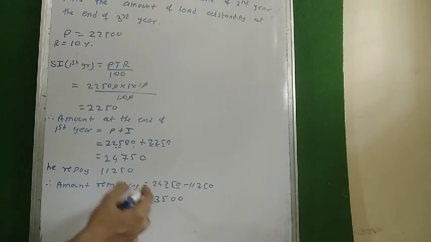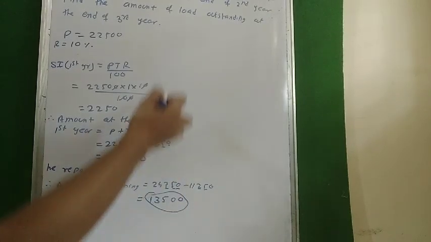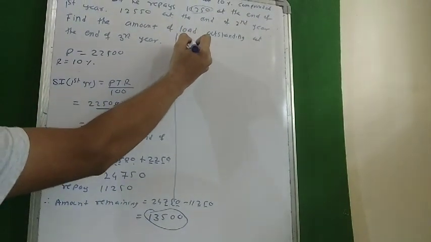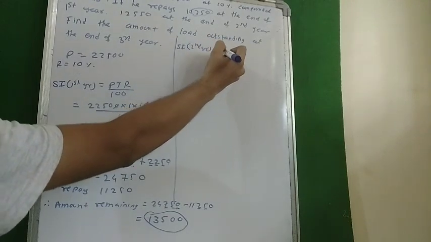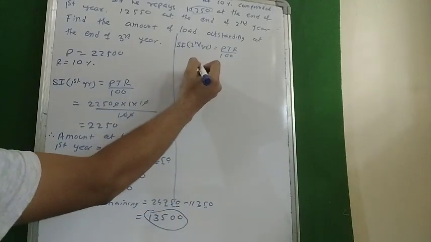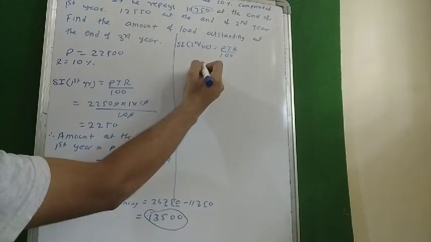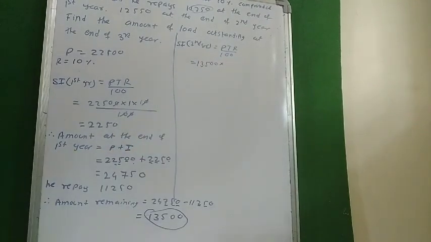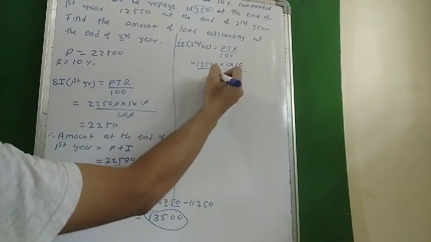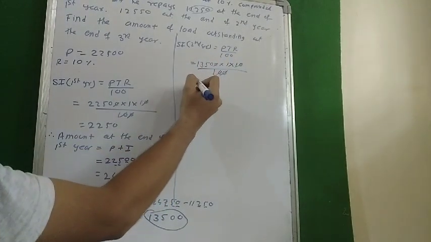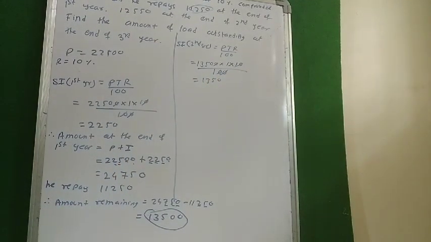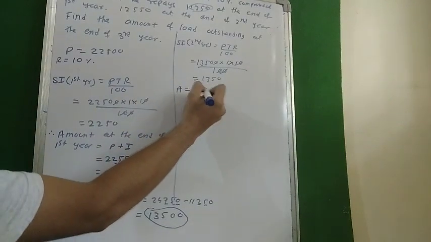Now this is the amount remaining, so interest is calculated on the remaining amount. We'll solve for the second year. Simple interest for second year is PTR upon 100. What is the principal? 13,500 now. Time is 1 year. Rate is 10% upon 100. So 0 0 0 0 cancel. We have 1,350. Therefore the amount will be principal plus interest.